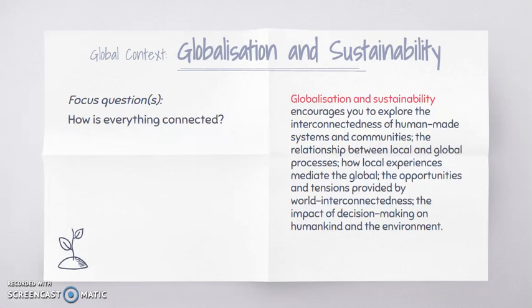The global context of globalization and sustainability. The focus question is, how is everything connected? So globalization and sustainability encourages you to explore the interconnectedness of human-made systems and communities, the relationship between local and global processes, how local experiences mediate or impact the global, the opportunities and tensions provided by world interconnectedness, the impact of decision-making on humankind and the environment.